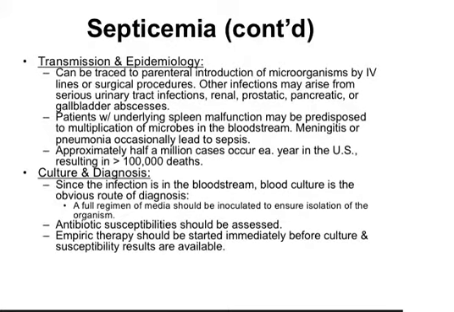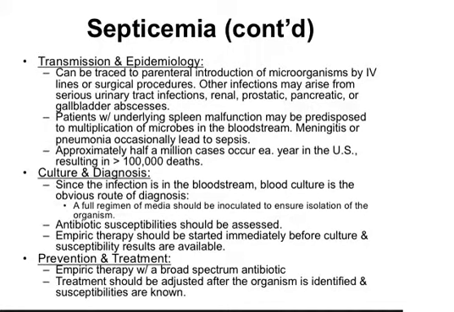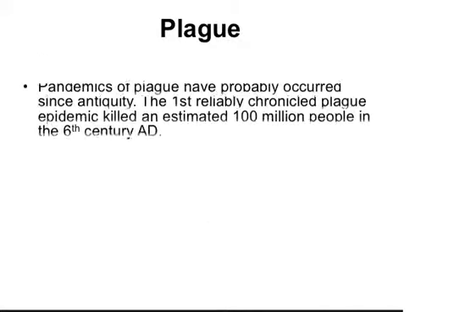Antibiotic susceptibilities are checked with Kirby-Bauer. Empiric therapy should be started immediately before culture and susceptibility results come online. How do we prevent? Broad-spec antibiotics. The treatment should be adjusted after the organism is identified and susceptibilities are known.